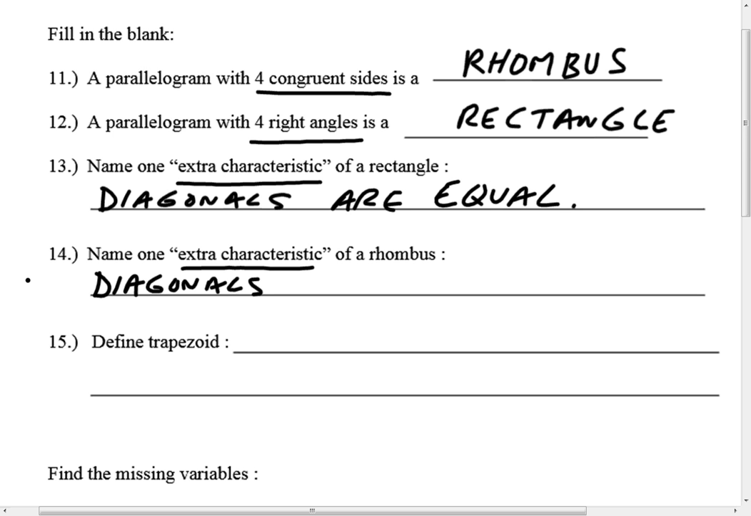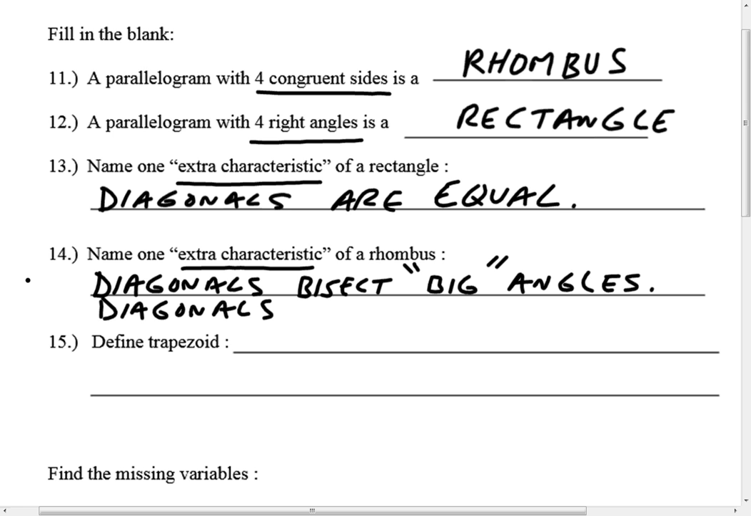Diagonals bisect big angles. Not a great technical definition, but we know what we're talking about. And if I wanted to, name another, what else about the diagonals? They're perpendicular. They are perpendicular, which means what degree measure? So 90 degrees is going to show up in the center of a diagram with two diagonals.